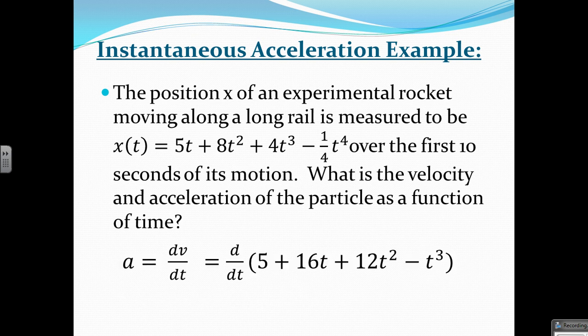If we did the same thing for acceleration, now we're going to take the time derivative of the velocity function that we just found, which is the same as taking the second derivative of the position function, and we apply the same thing. The 5 goes to 0, 16t goes to 16, 12t squared goes to 24t, and a negative t cubed goes to a negative 3t squared. So here we've taken a function of position and we've determined velocity functions as well as acceleration functions over this time period. And this is a process that you will go through time and time again in this class over many different units, taking time derivatives to find higher values.